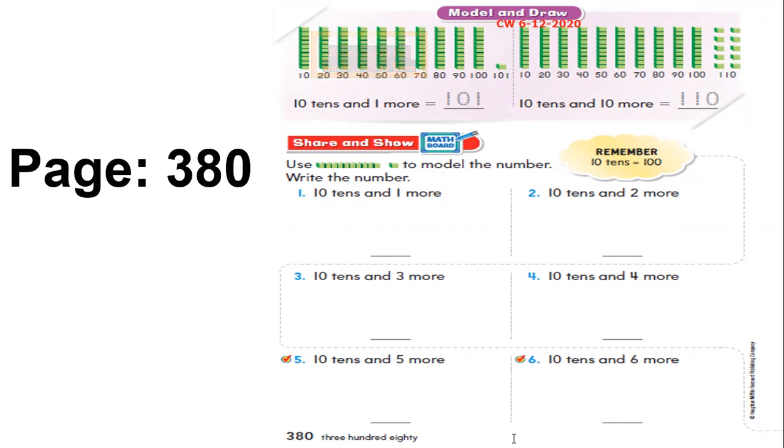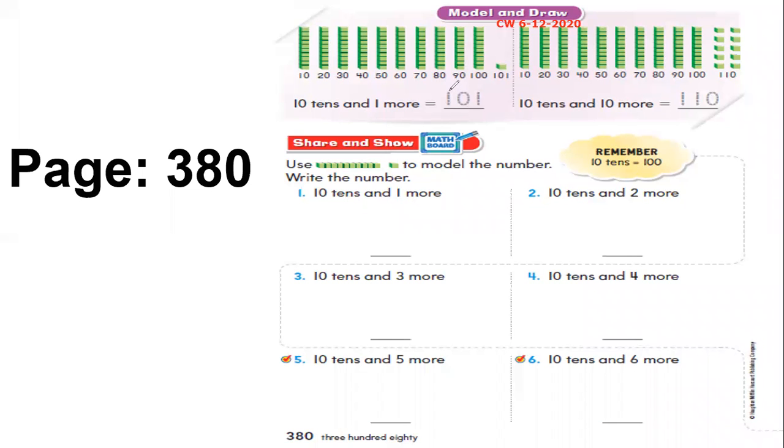So now you have done only with the 2-digit numbers. Now we are going to do 3-digit numbers, that is 100 to 110. As you can see here, I have 10 tens and one more. When I have 10 groups of 10, it becomes 10, 20, 30, 40, 50, 60, 70, 80, 90, 100. That is 100. And then I have one more. So what comes after 100? That is 101. So I have 10 groups of 10 and one more.